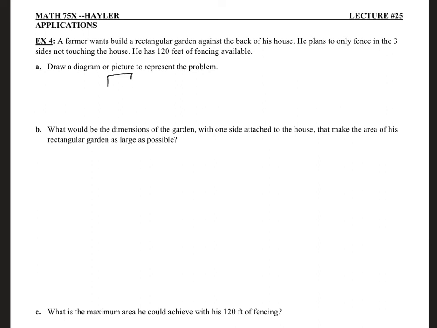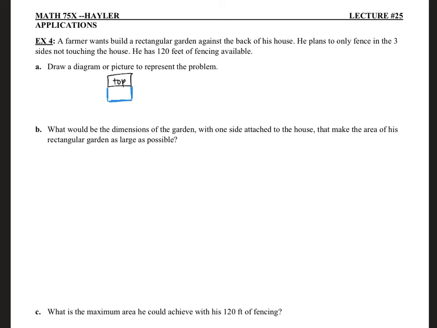Let's go ahead and draw this as the top view of the house. Remember, this is going to be a rectangular garden, so we have these 2 sides, and then the 2 sides over here are going to be the same length, and this one here will be the different length. Okay, that's a nice diagram.